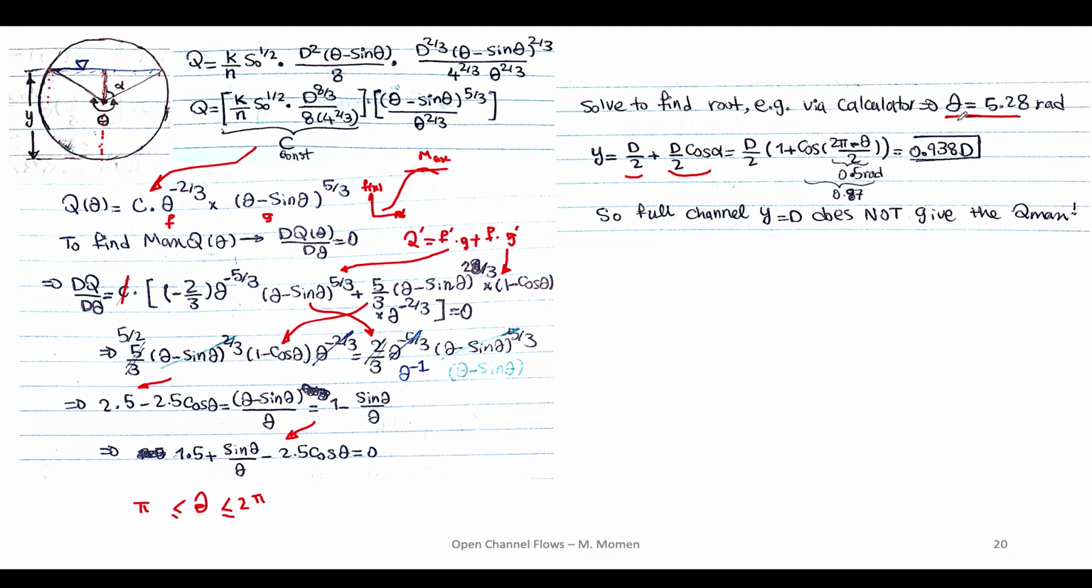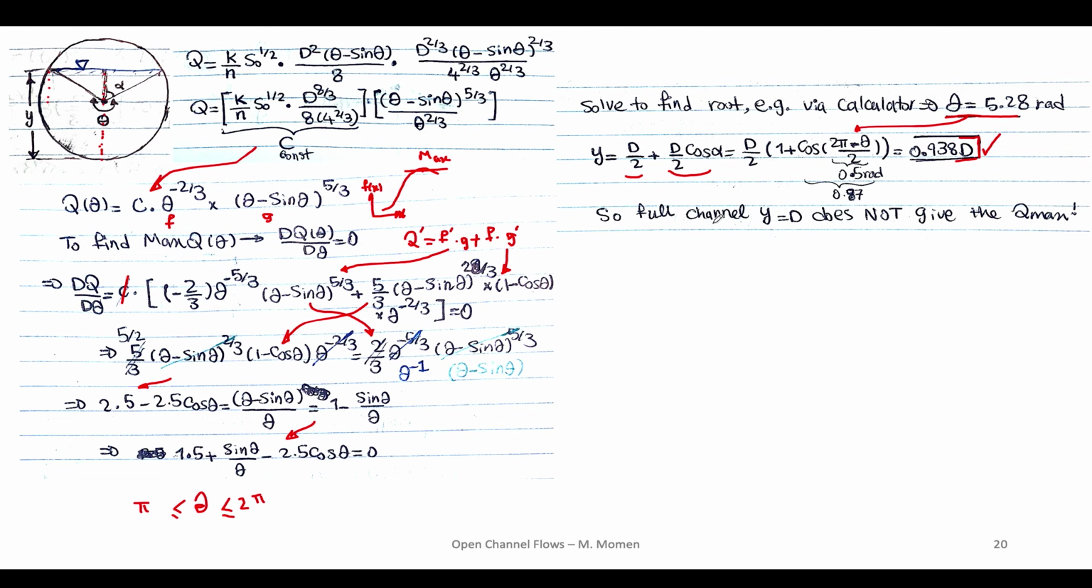So alpha is going to be 0.5 radian based on this, as I just said here. Alpha is going to be 0.5, and so the cosine of 0.5 is going to be 0.87. And so 0.87 plus 1 over 2 is going to be 0.938 D. And this is the final answer of this problem. So the depth at which the flow rate is going to be maximum is 0.938 D.